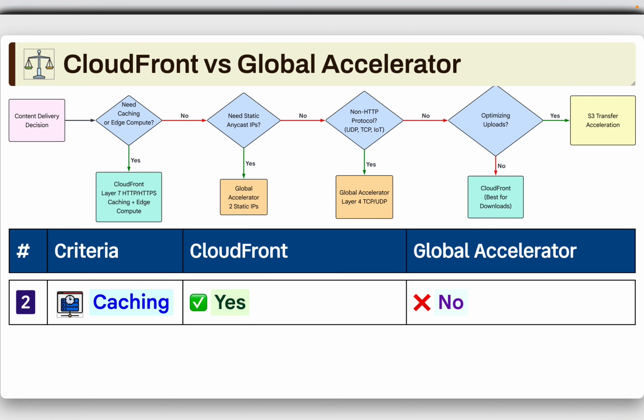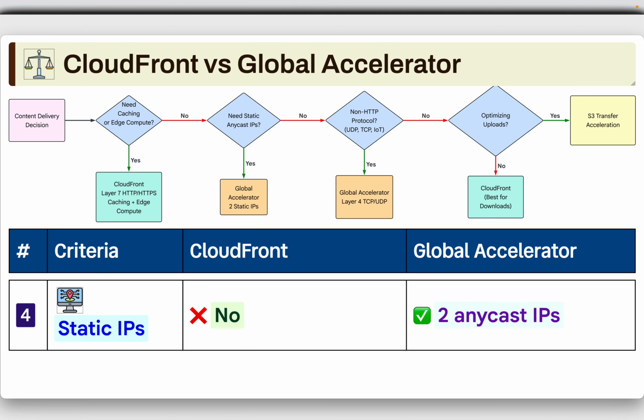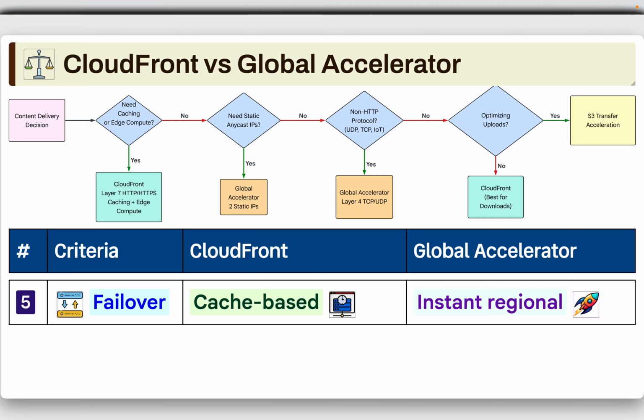Then caching. CloudFront supports caching, but Global Accelerator does not support caching. Then edge compute. CloudFront supports edge compute with Lambda@Edge and CloudFront Functions, so there are two options. Global Accelerator does not support edge compute. Static IPs: CloudFront does not provide static IPs. Global Accelerator provides two anycast IPs. Failover: CloudFront uses cache-based failover. Global Accelerator provides instant regional failover.